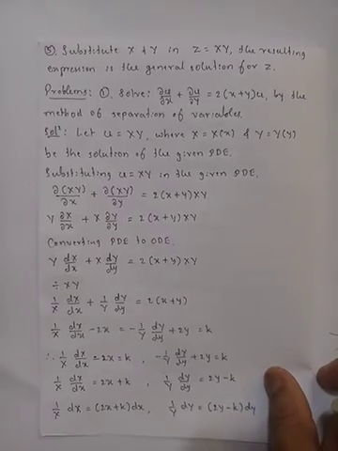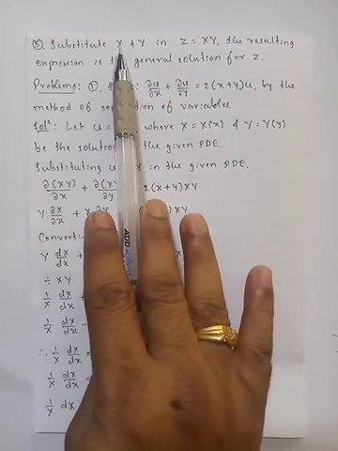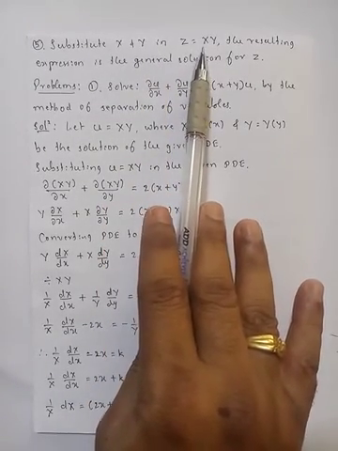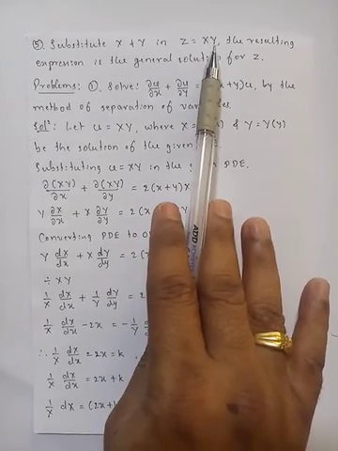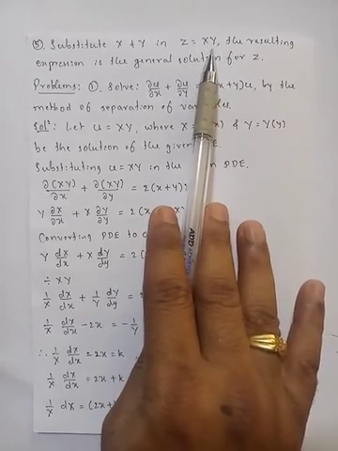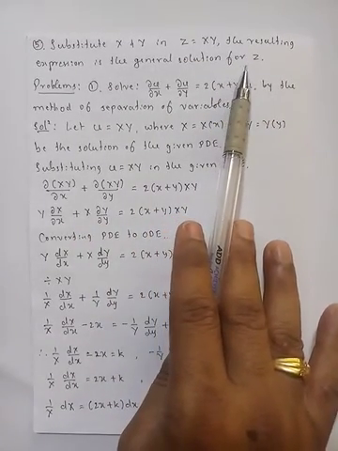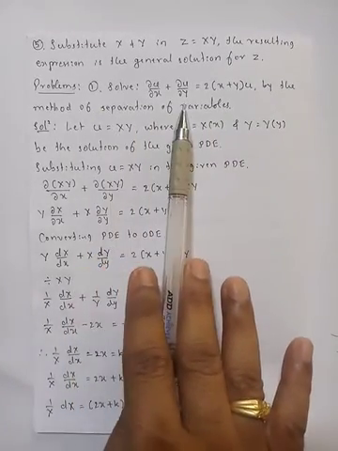after finding the values of capital X and capital Y, we substitute them in the assumed solution. What we assumed is z equal to X into Y. So we substitute the values of X and Y, and then we get the required general solution of z. So here is one example.